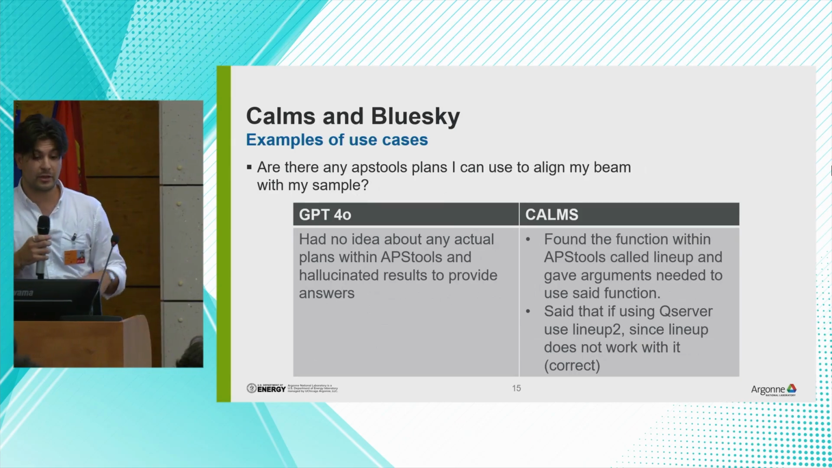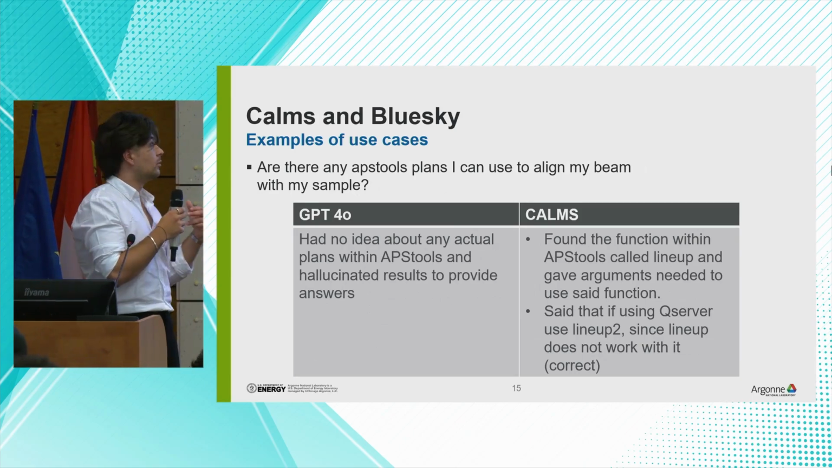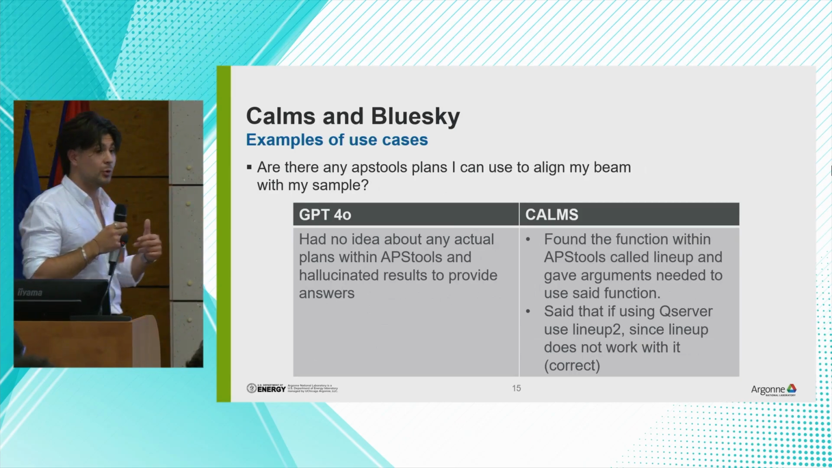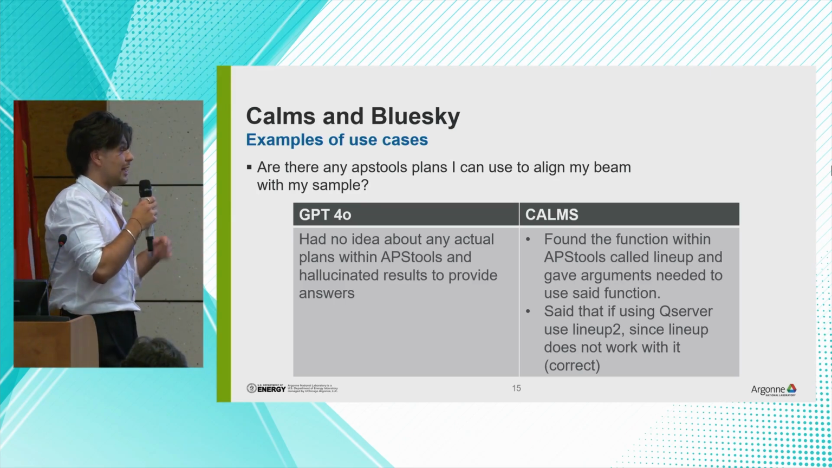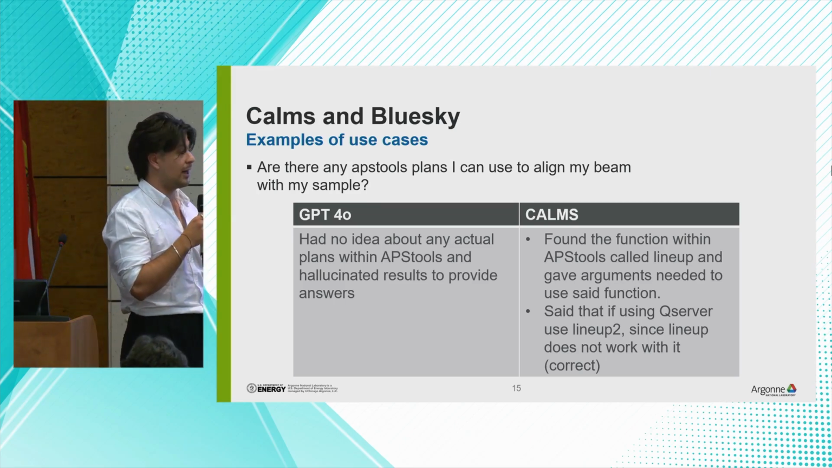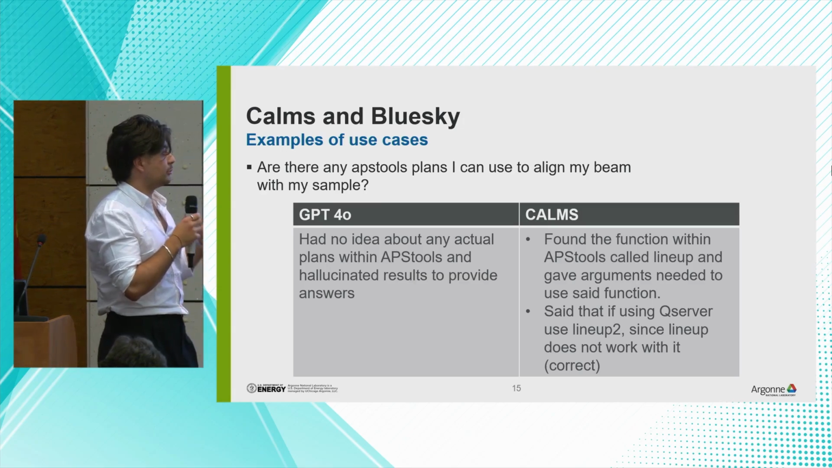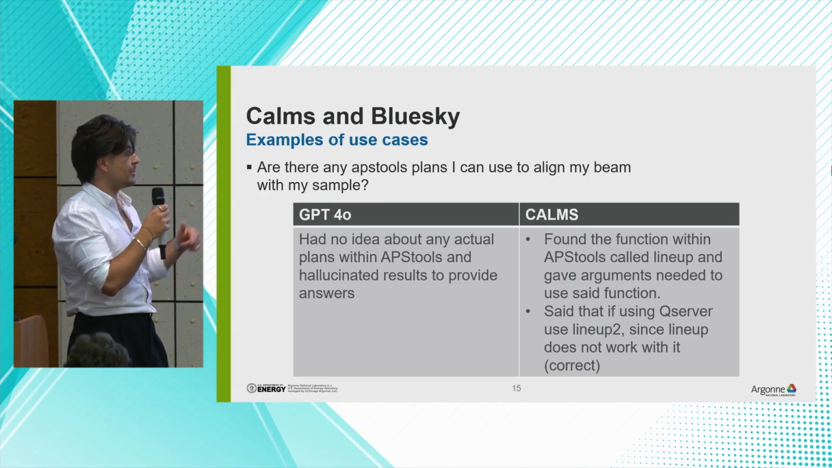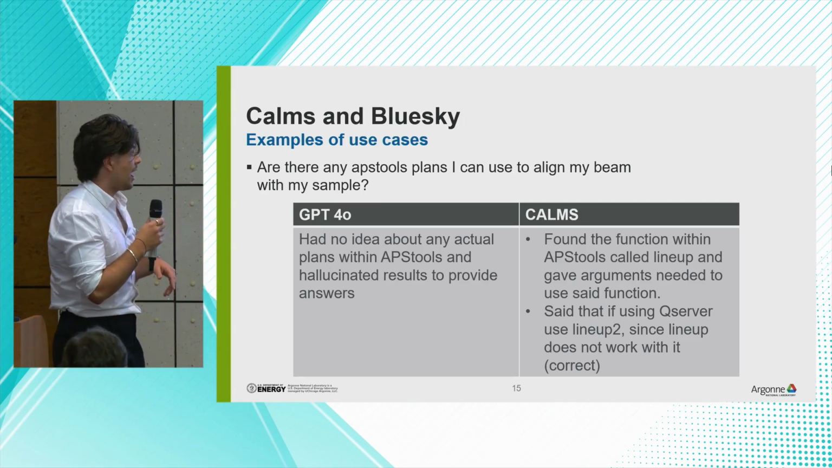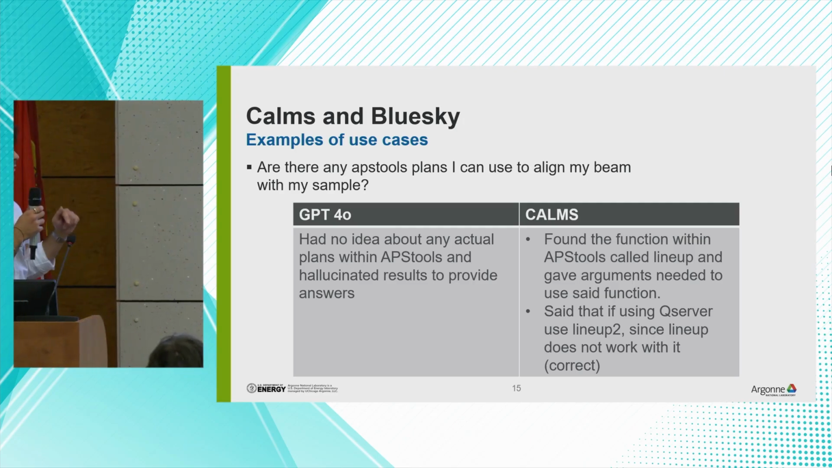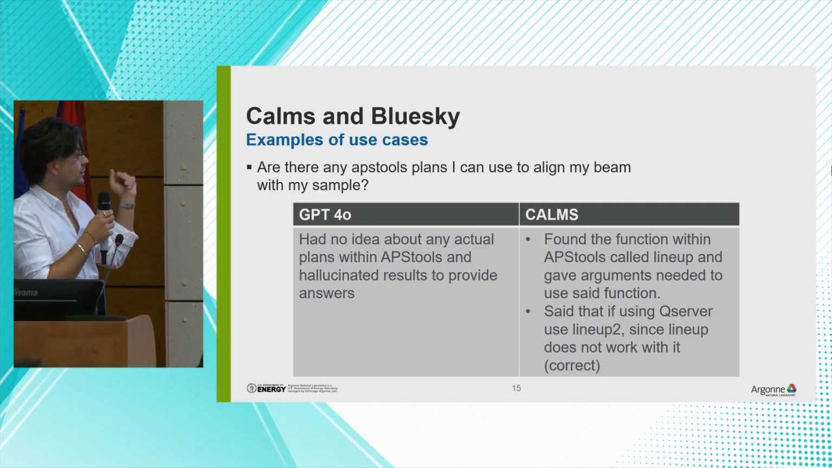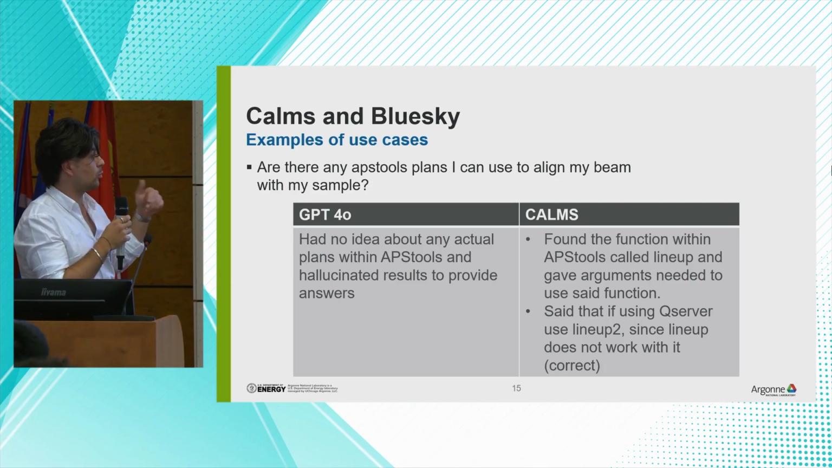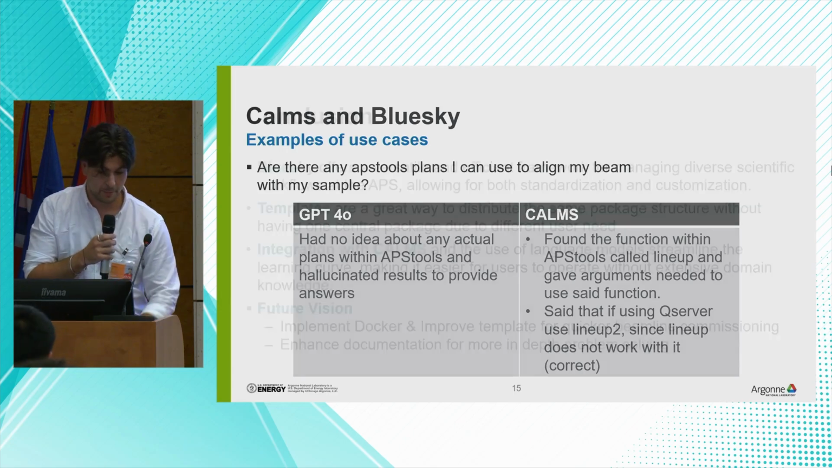On top of that, if you, for example, want to know, how can I align my beam? Do I need to create a specific plan for that from scratch? Again, APS tools has a lineup plan. Columns was able to really quickly retrieve that, gave the arguments needed to use said function, and even told you that if you're using QServer, you should use lineup too, because the align plan does not work with lineup when using the QServer.